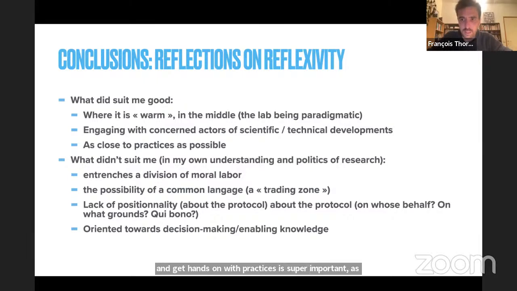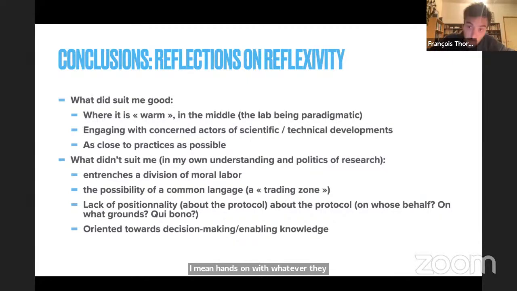I mean, practices is the place from which you can start to think about what is important to each of the people there, what is important to scientists, what is important for me, how can we negotiate over those practicalities, I mean, hands-on with whatever they do.